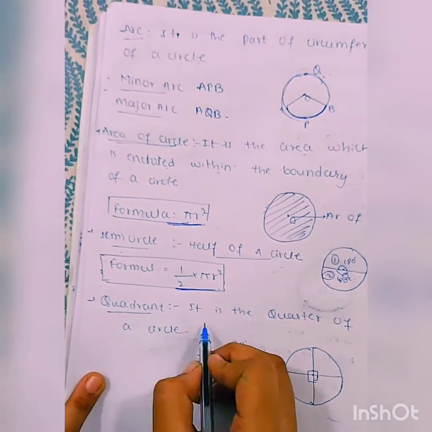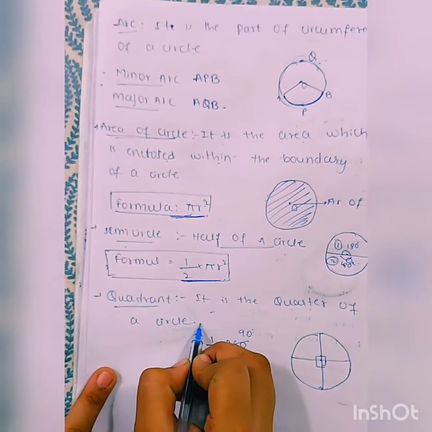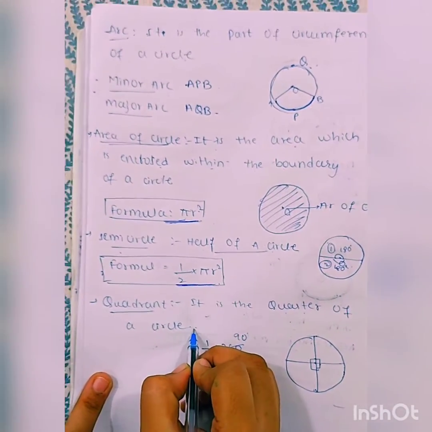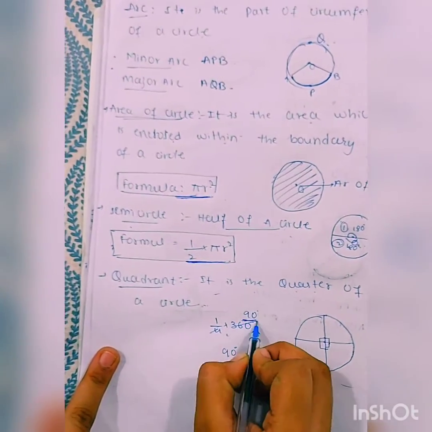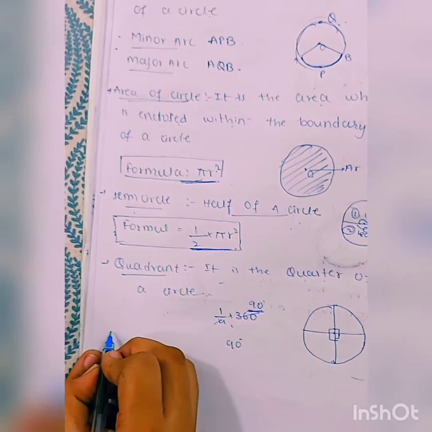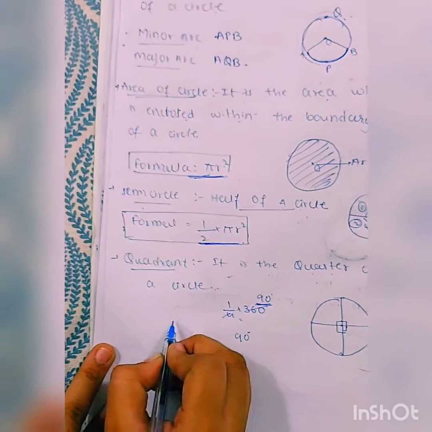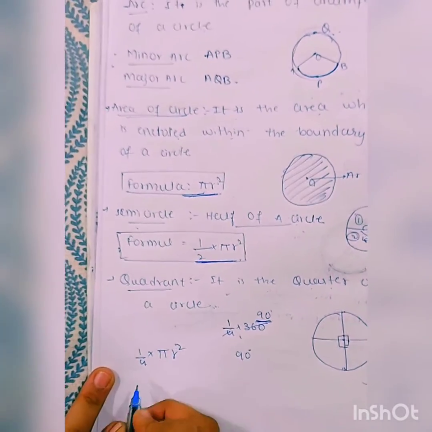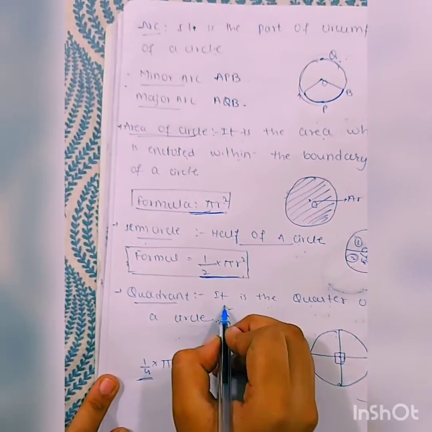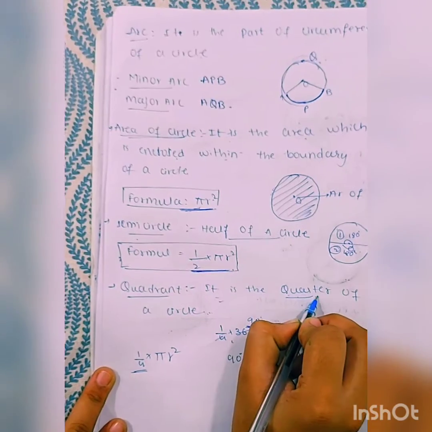Quadrant. It is the quarter of a circle, which means it is 1/4 of a circle and the angle is 90 degree. And the formula to find the area of quadrant is 1/4 into pi r square. 1/4 because it is the quarter, that is 1/4 of a circle.